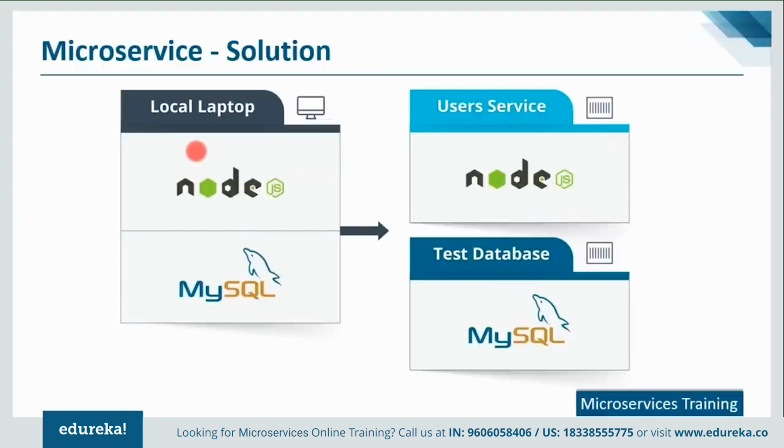So what I've done here is this monolithic architecture where my Node.js and MySQL were running on the same instance, I've divided them into two separate microservices. One is user service, another is test database. And both of these services are running on a different Docker container. So this is nothing but an example of microservice. So this is the use case that we are going to implement in today's session, guys.